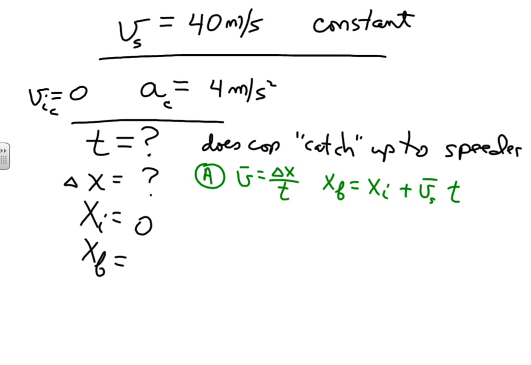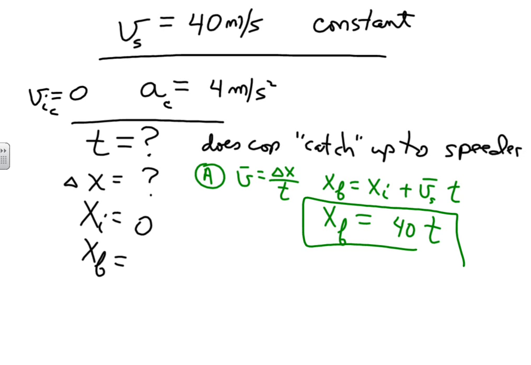So here goes. X final, where is the speeder? Equals 0, started at the billboard, plus 40t, 40 meters per second times t. So this is the equation for the speeder. Now, some of you new people are going, I didn't know what to do because I have 2 unknowns. Just write the equation down. This is where with respect to when. You can't go any farther than that yet.